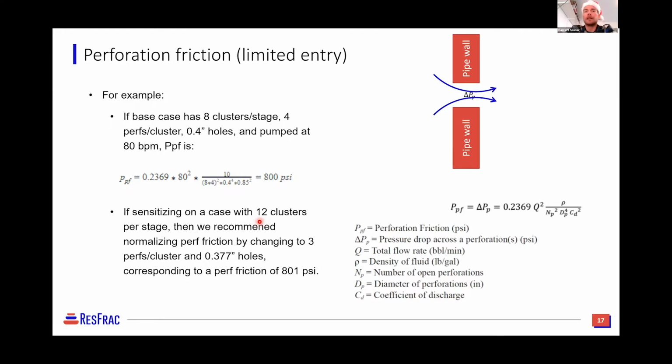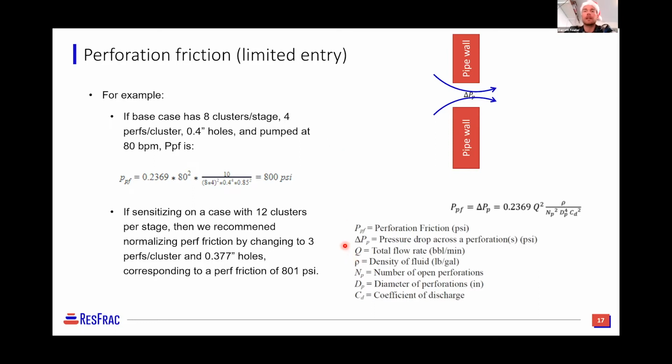If I then went to the right-hand case, which has 12 clusters per stage, in order to normalize this in the model, I would lower the number of perforations from 4 perfs per cluster to 3 perfs per cluster, and I'd change the hole size to 0.377, and I'd end up with a perforation friction of 800 psi again. And that way I'm avoiding any impact from the perforation friction.